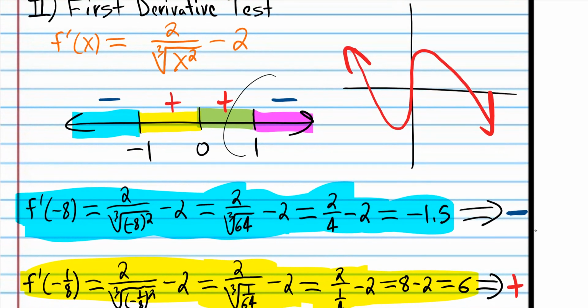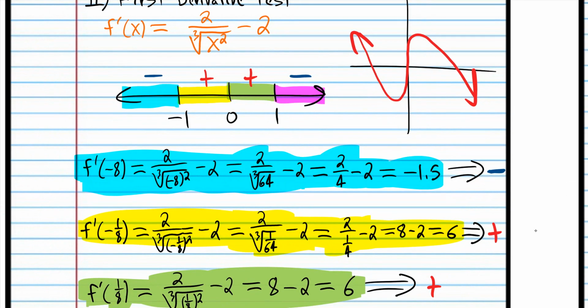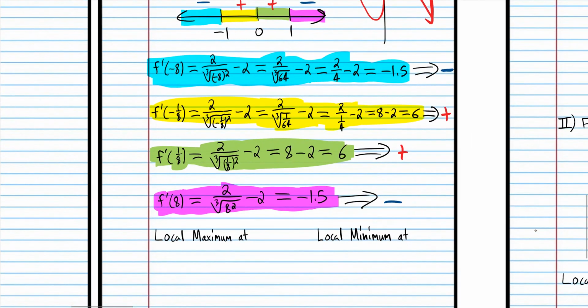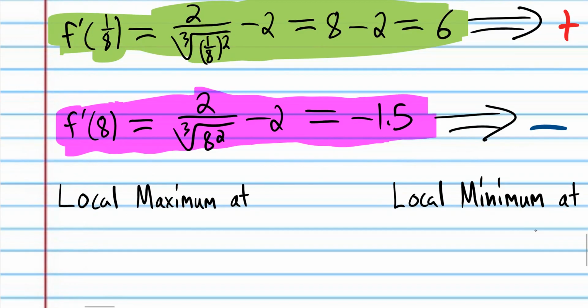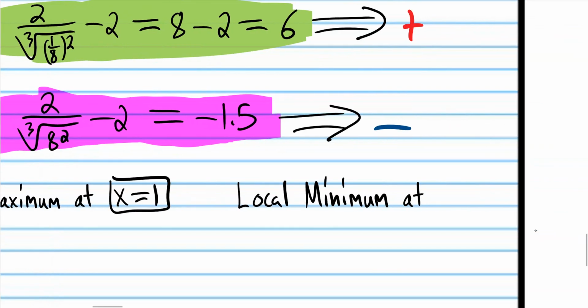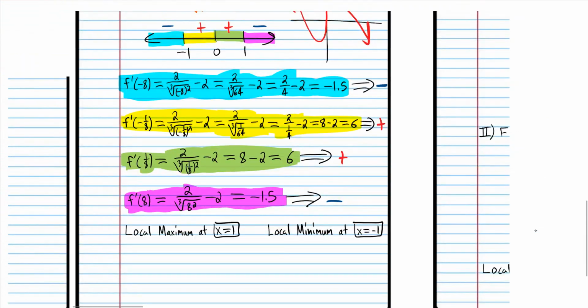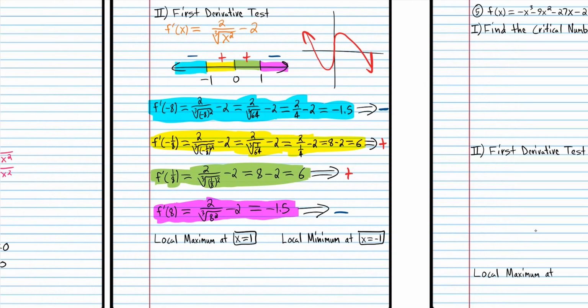And then when the derivative changes from positive to negative, that's this situation here, again, which is a maximum value. So we have a local maximum at x equals 1, and we have a local minimum at x equals -1, and x equals 0 is not the location of a maximum or minimum.